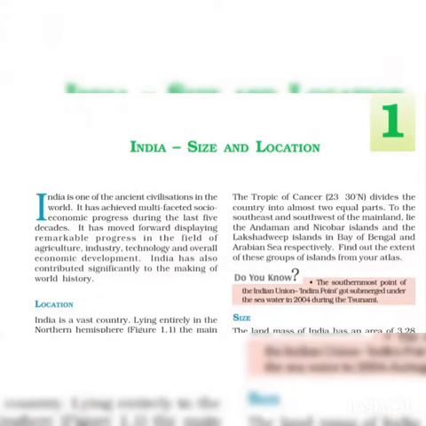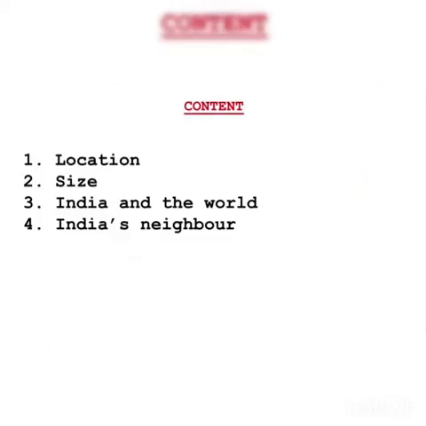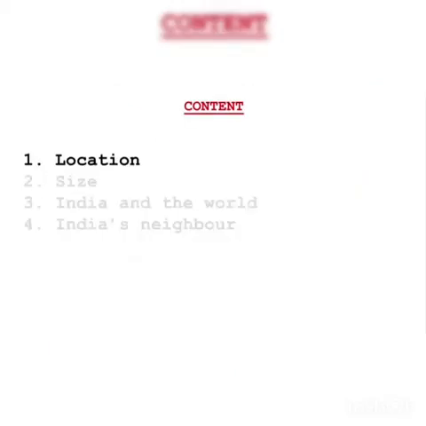Hi, welcome to the new series covering all the chapters of Geography, Class 9, Contemporary India. Chapter 1, India, Size and Location. So here is the brief content as to what we will be reading in this chapter. The first topic is location.